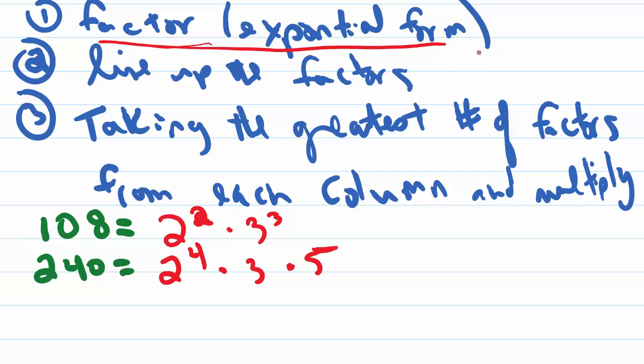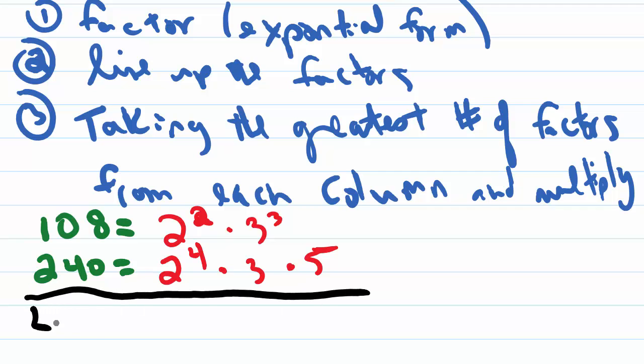Okay, step 2 is to line up the factors. We've done that. So there are my factors of 2, there are my factors of 3, there are my factors of 5. Notice 108 does not have a factor of 5 in it. What I'm going to do next is I'll draw a line here, and the LCM, the lowest common multiple, is equal to the product of the highest number of each factor found in these two numbers.